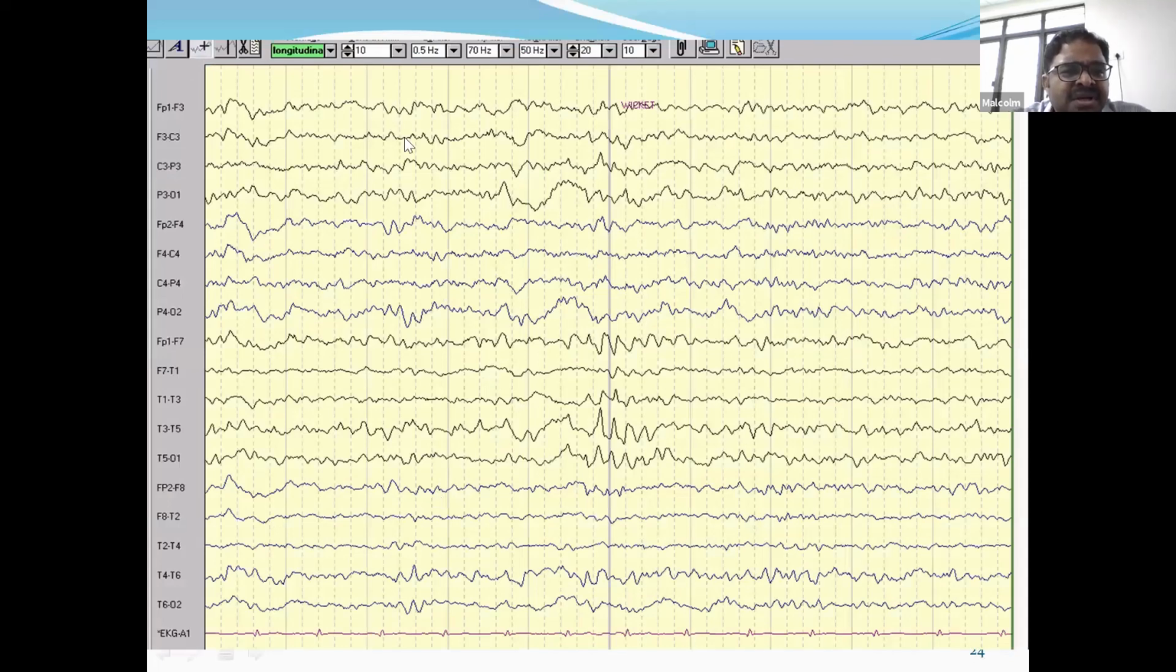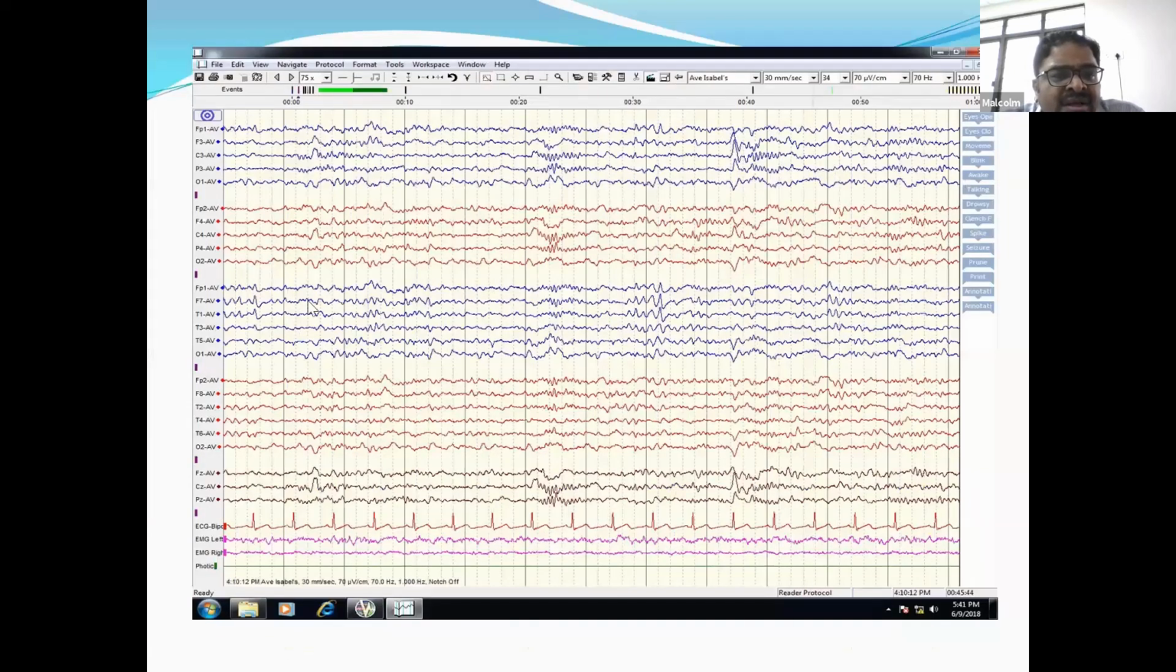Here you see a double banana montage, and you see some sharp transients in T3 and T5. They look too sharp to be a spike, but this spikiform region once again does not distort the background. I will show you some subsequent spikes to differentiate between a wicket spike and a true IED. In this average montage, you see FP1, F7 and T1 with a series of sharp transients which do not disturb the background.